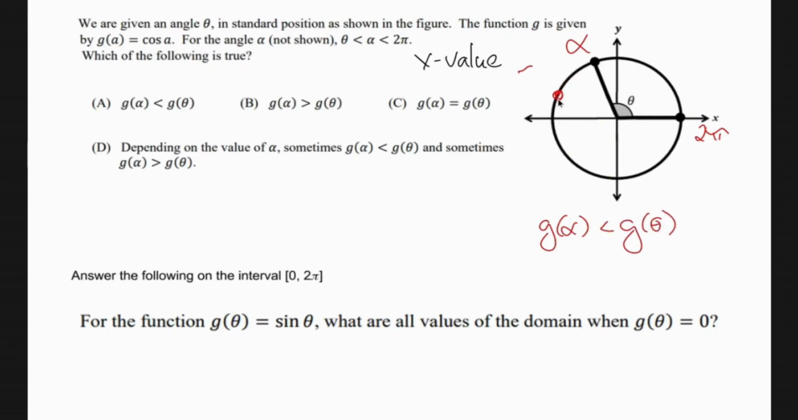That's still the case. Here, g of alpha is equal to g of theta because the x value for alpha is the same as the x value for theta. And then if I keep going to 2 pi, now it's to the right of it. So the x value is to the right for alpha than it is for theta. So g of alpha is greater than g of theta.